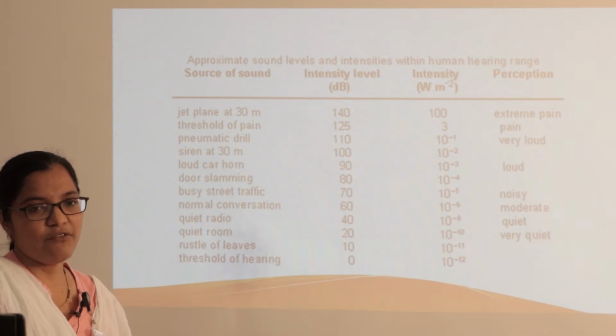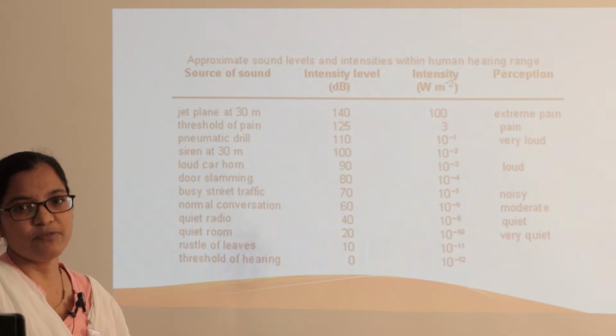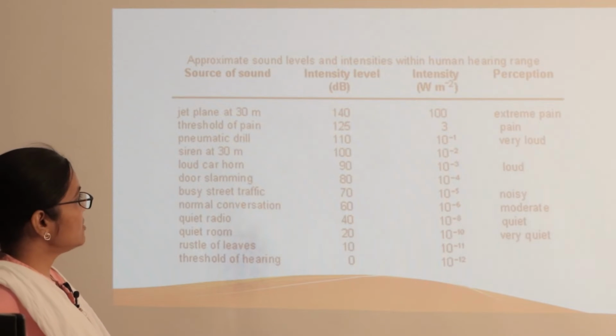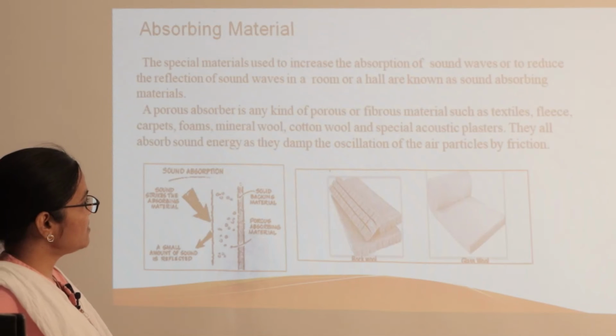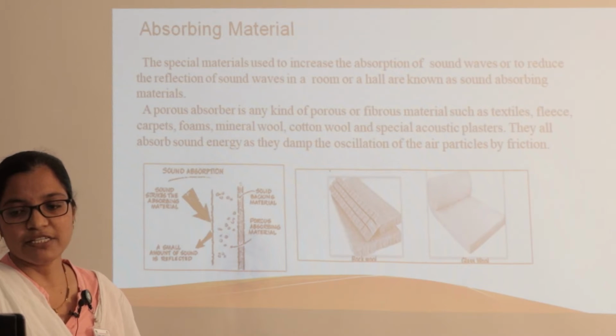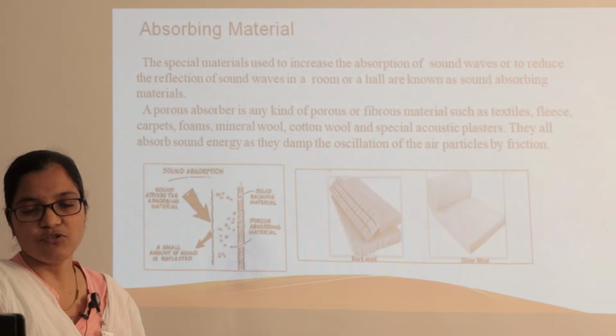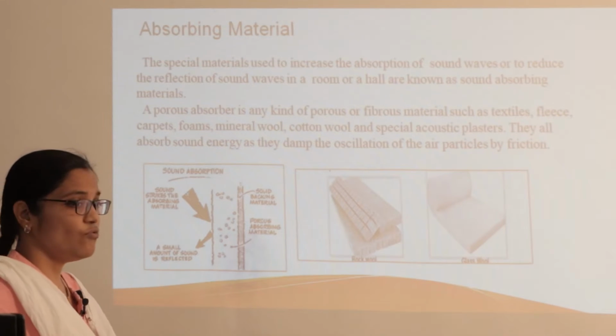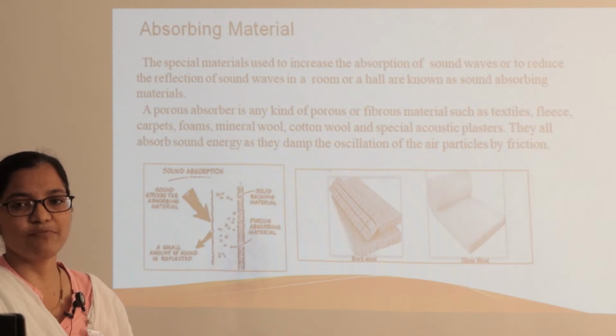In a classroom, the whispering of students may be around 60 dB. So if we want good acoustics, we should also consider this parameter, and we have to focus on minimizing it. If some intensity levels are higher, then we have to contribute something by using other materials. Absorbing materials make a good contribution to the design of good acoustics.